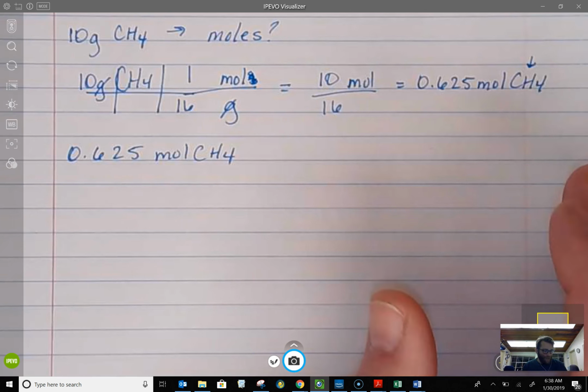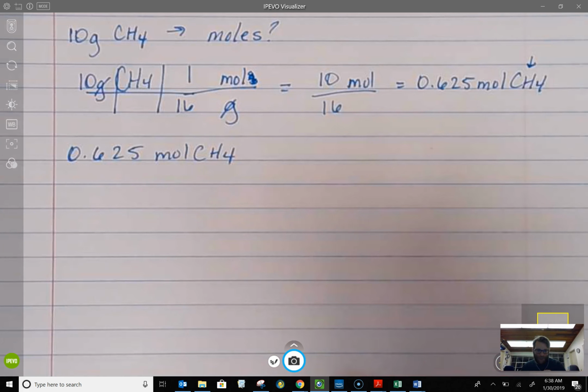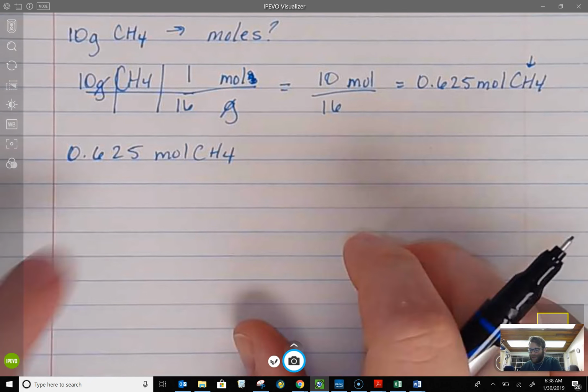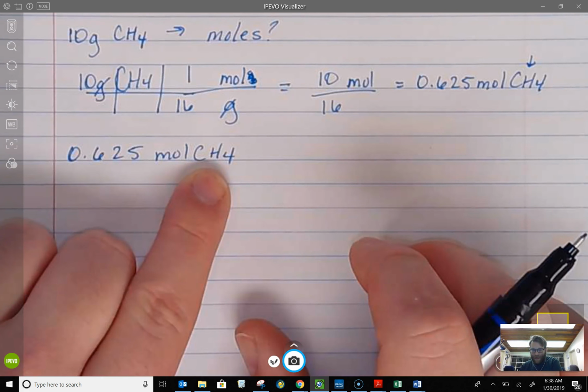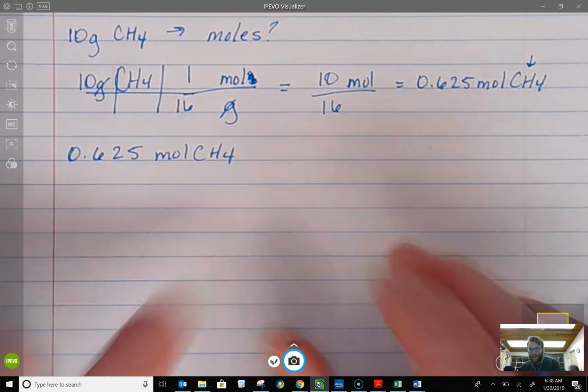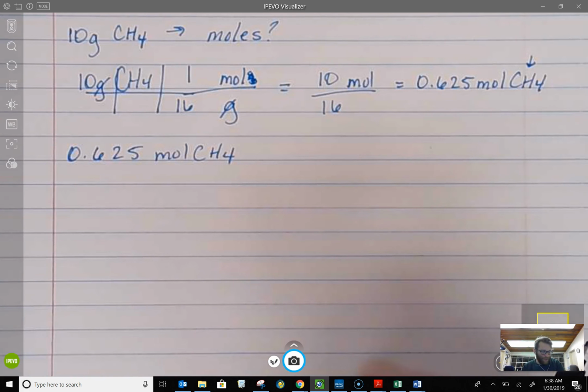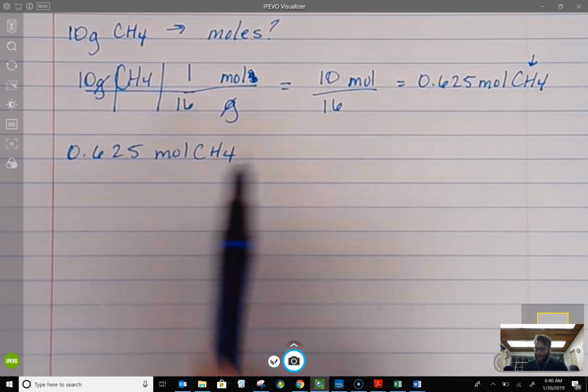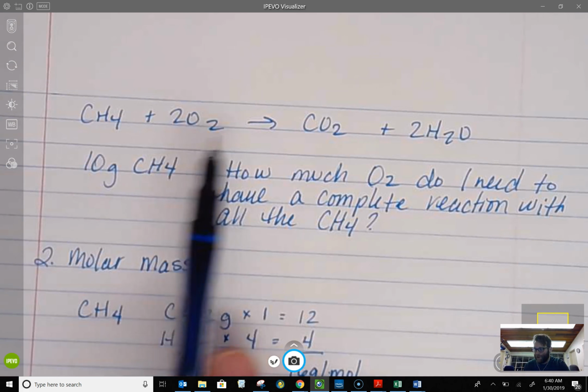All right, so the next thing that I want to do is figure out how much oxygen I'm going to need in order to do this. I know that I've got 0.625 moles worth of methane. I need twice as much of that in order to make oxygen react. So I'm going to take that value and solve for it. To set that up, I'm going to use the equivalent ratios that I'm seeing in my chemical reaction to help me figure that out.